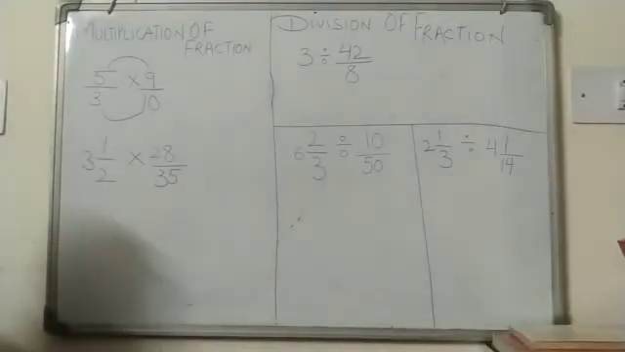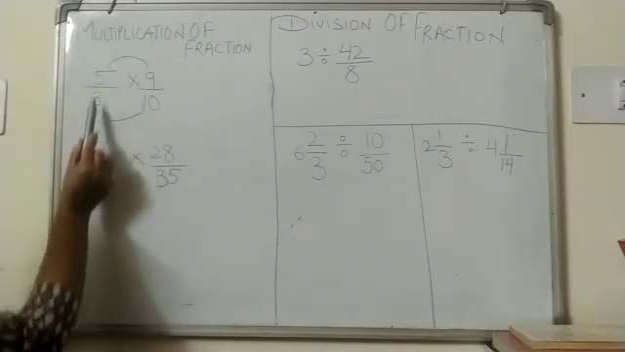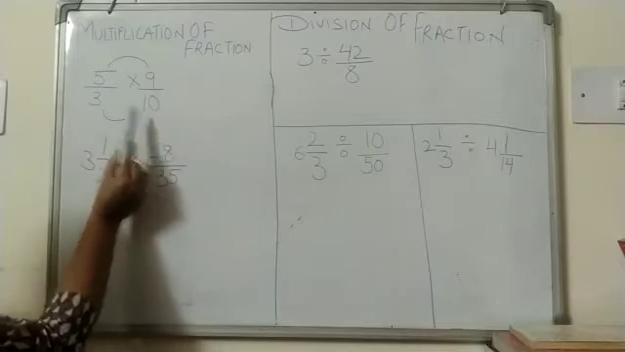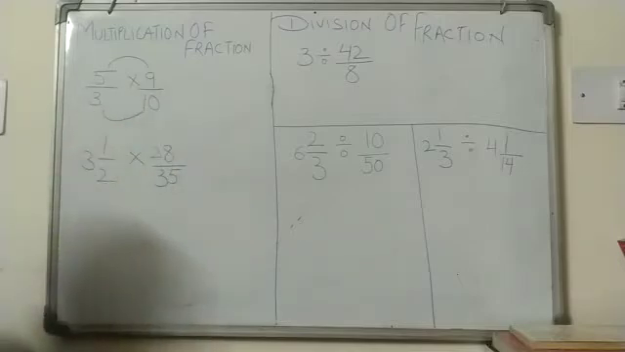Students, today we are going to talk about multiplication and division of fractions. So I'll begin with multiplication of fractions. You can have a look at the board. We have two fractions here, 5 by 3 multiplied by 9 by 10. 5 by 3 is an improper fraction and 9 by 10 is a proper fraction.